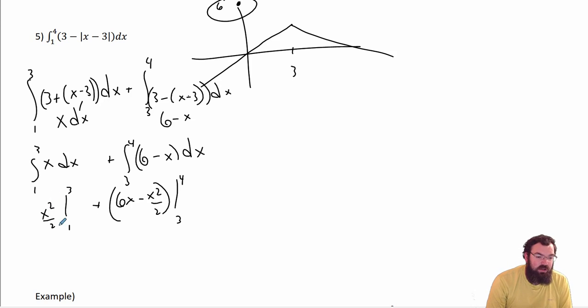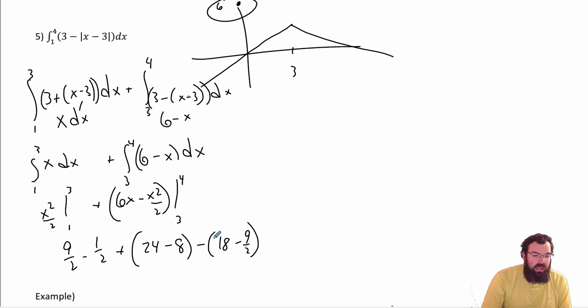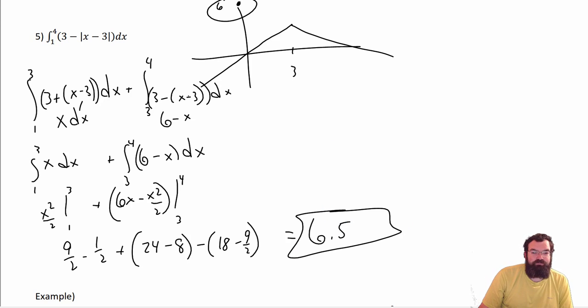And this one here is 9 over 2 minus a half, plus this is 24 minus 16 over 2, which is 8, right? And then I'm going to subtract 3 times that is 18, and then that's 9 over 2, so minus 9 over 2. And if I do the math correctly, hopefully I did this time, I did it wrong last time, it is 6.5. That's what I'm going to get when I do that.